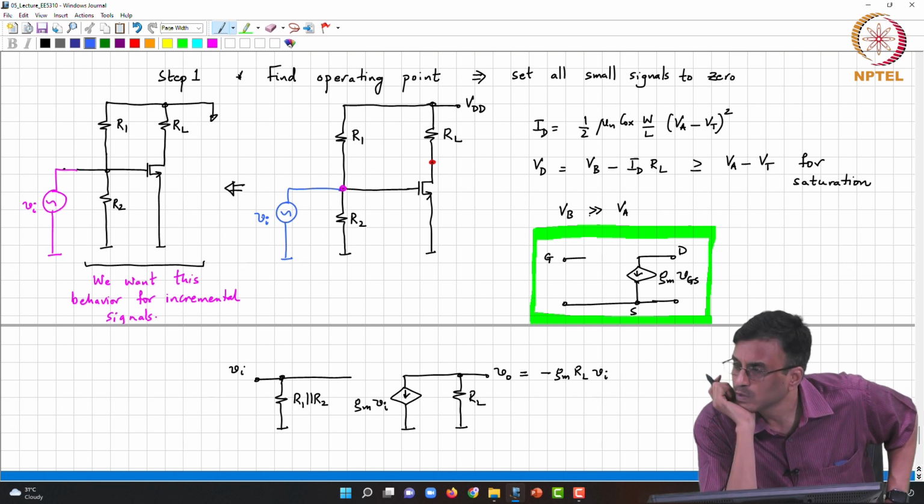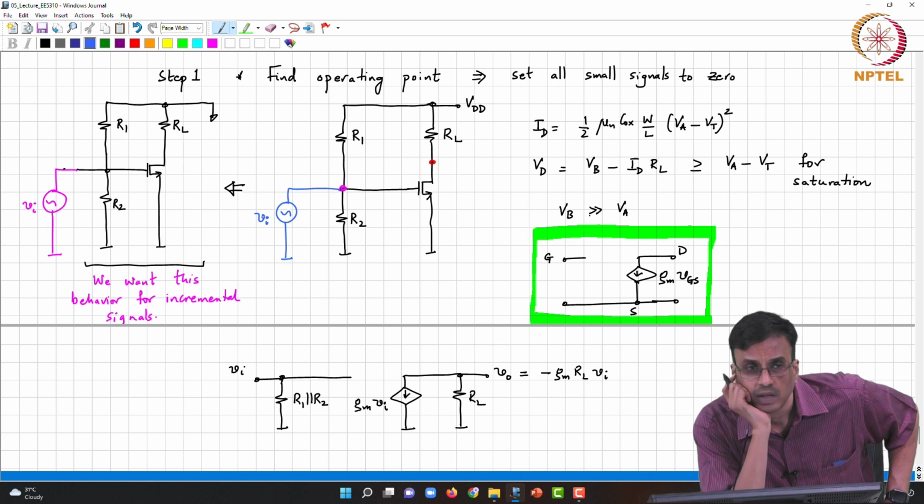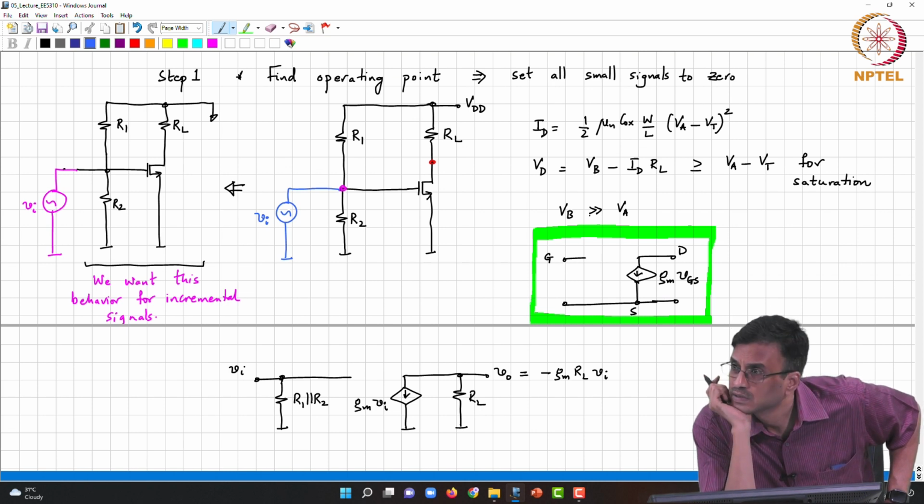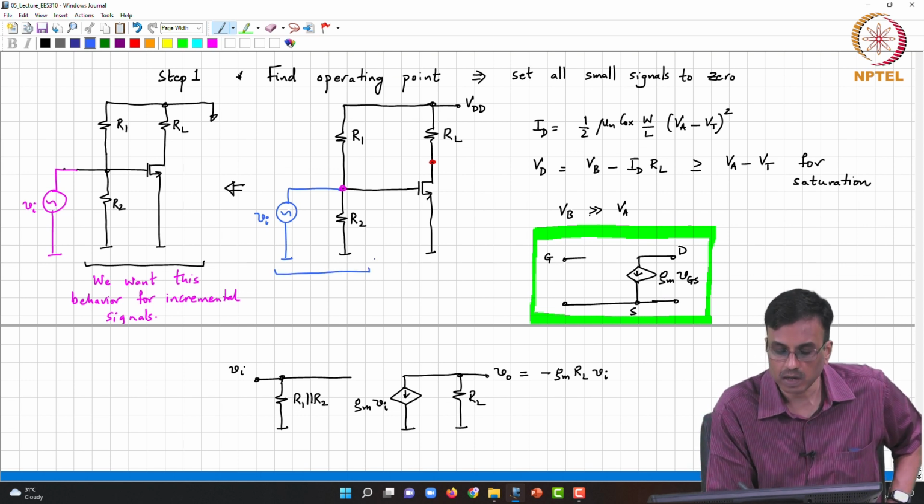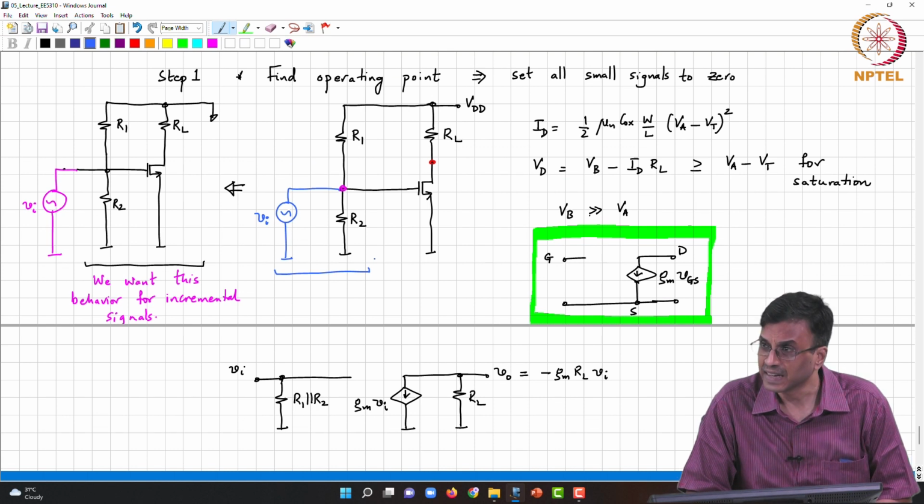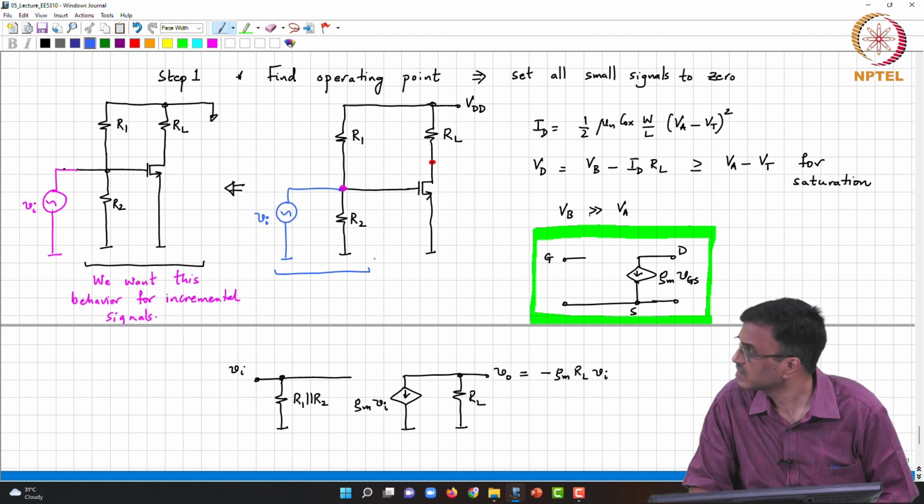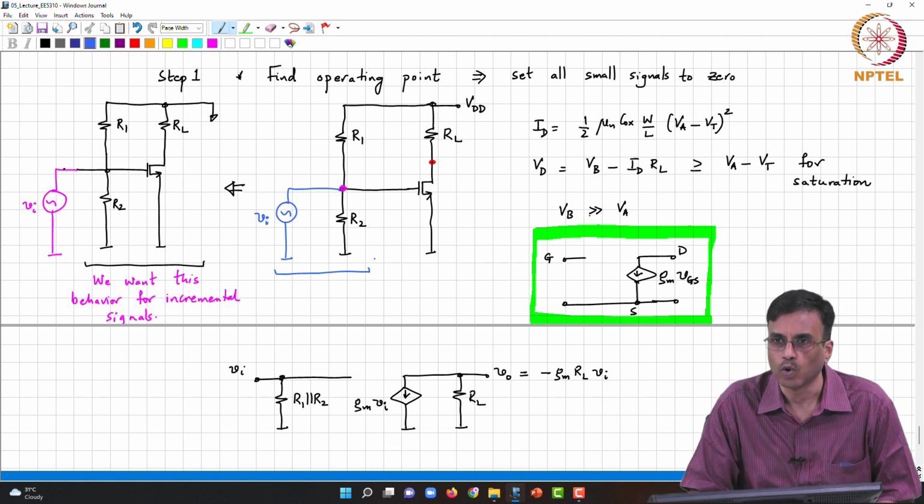I mean, what is the incremental voltage at the gate now? It is the addition of R2 by R1 plus R2 times VDD plus Vi. Please take a look at this carefully and tell me what is the incremental voltage at the gate? Small Vi, that is what we wanted. Now the question is, can I simply do this? No, why not?